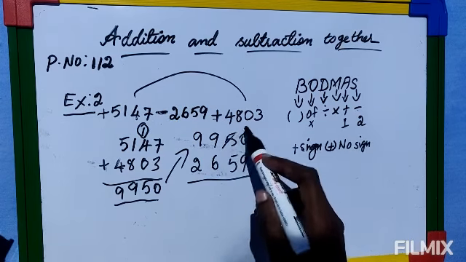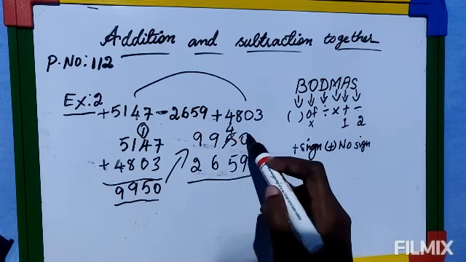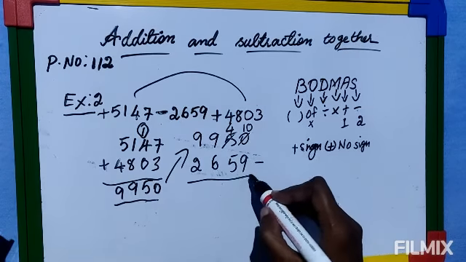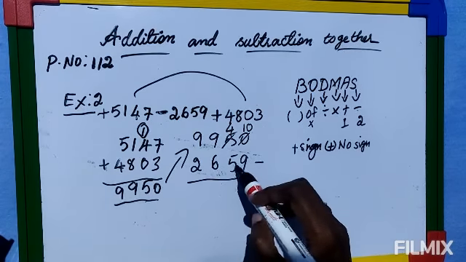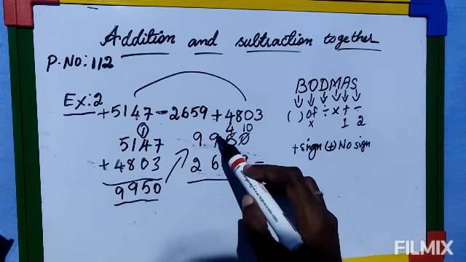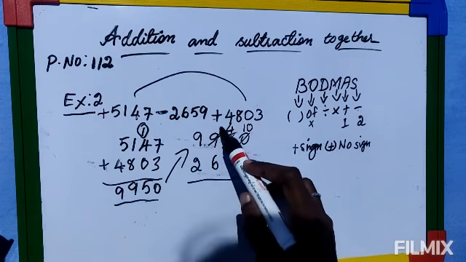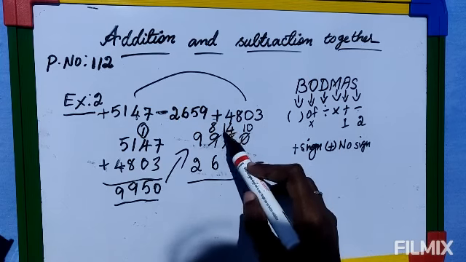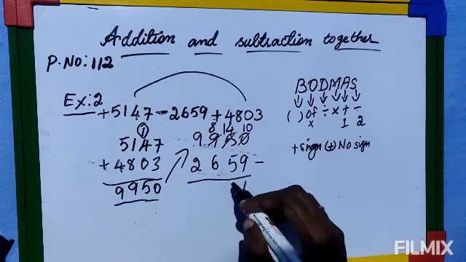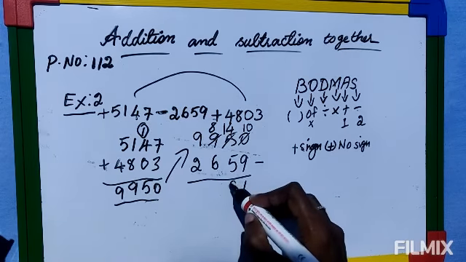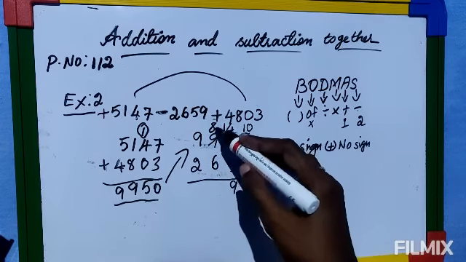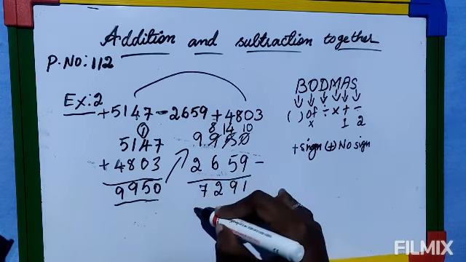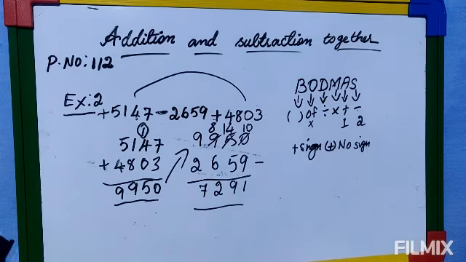So from 5 if you borrow 1, 4 will remain here, and that 1 comes here, and this becomes 10. 10 minus 9, 1. And 5 is bigger, 4 is small, you cannot minus, so you will borrow. From 9 if you borrow 1, 8 will remain here, and that borrowed 1 comes here, and this becomes 14. 14 minus 5, 9. Now 8 minus 6, 2. 9 minus 2, 7. So the answer is 7,291.